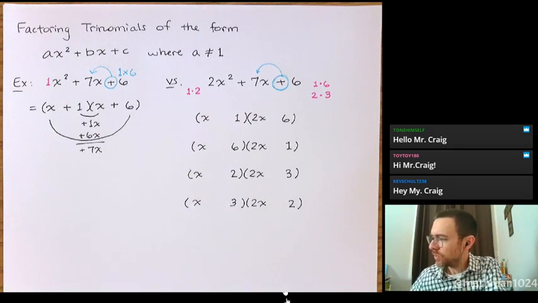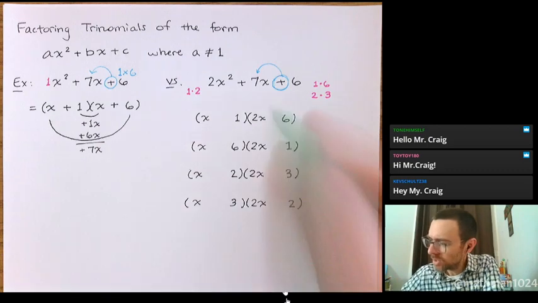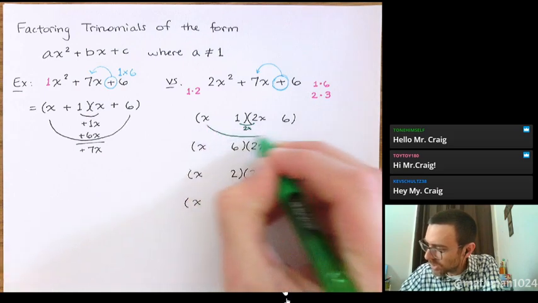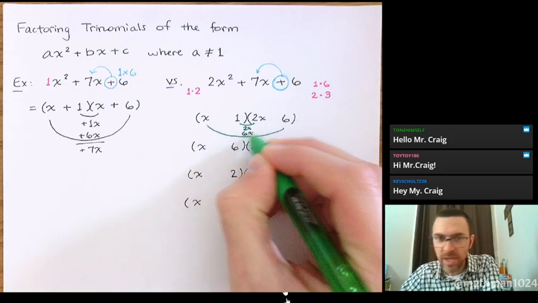So if I were to just work these out, here on the inside I get a 2x, and on the outside I get 6x.